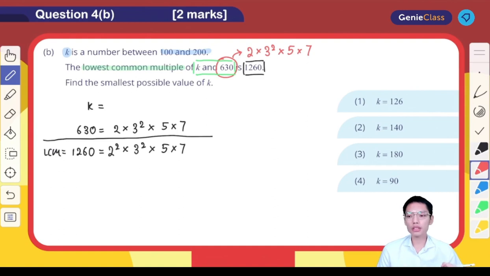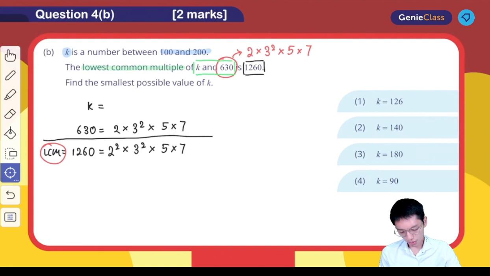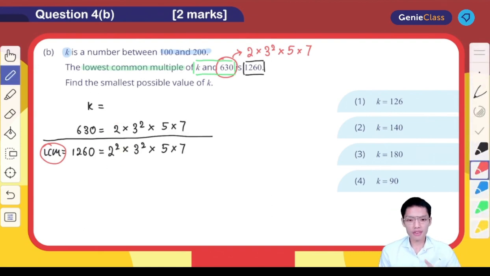Based on this information, can anybody tell me a particular confirmed prime factor over here? Based on the lowest common multiple that we are calculating, what does K have? Does anybody want to try? What does K have? Take note, 630 has 2, but 1260 has 2 squared. So what should it be? Very good, Khadija. Anyone else? Because the lowest common multiple, what should it have? That's the key information over here. Very good, Junwong. Perfect.